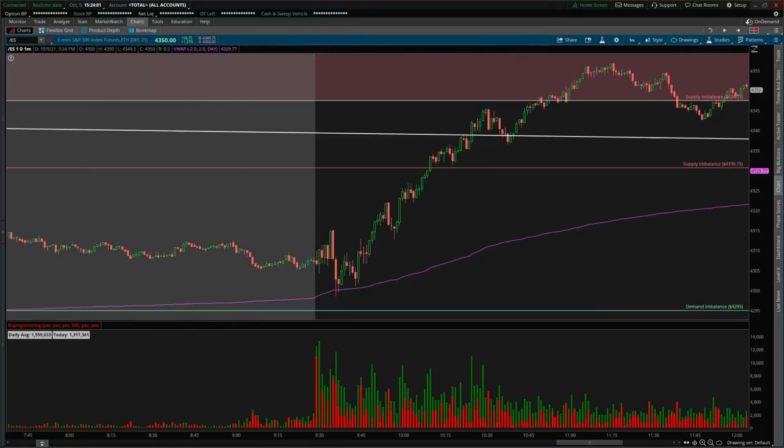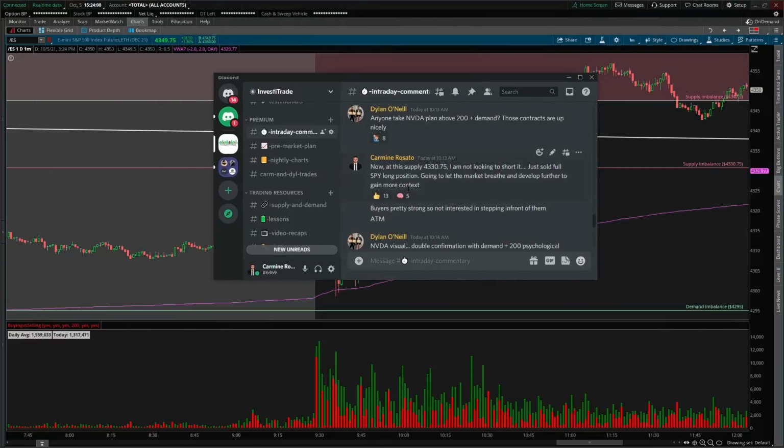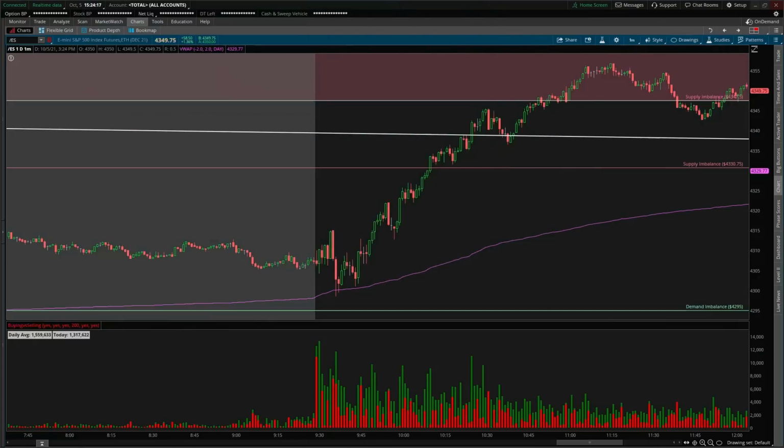And then, let's see, right here. I said, now we're at this supply zone. I'm not looking to short it. Just sold my full SPY long position. Going to let the market breathe, develop further to gain more context. Buyers are pretty strong. I'm not interested in stepping in front of them.